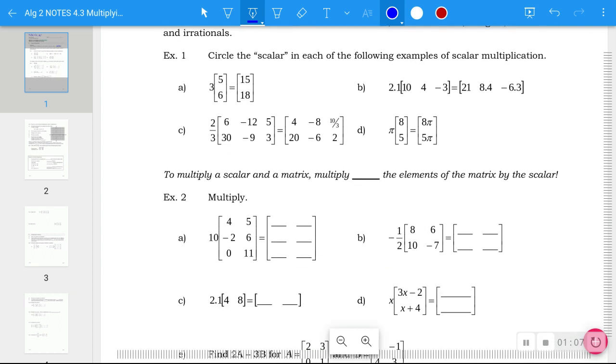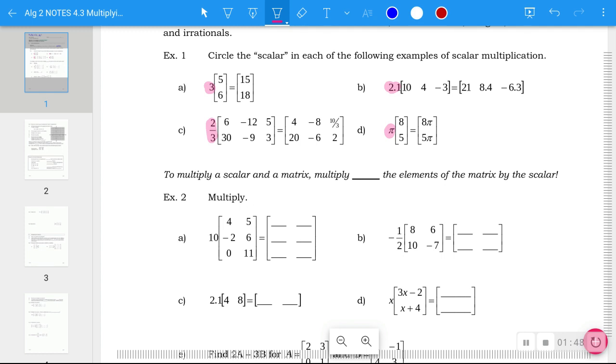So let me show you the scalars in these next four problems here. Example 1, A, B, C, and D. And I'm going to highlight them in pink so you can see them here. The scalar here is 3. We're multiplying 3, the scalar, times the matrix 5, 6. In the next problem, the scalar is 2.1, and we're multiplying it times the 1 by 3 matrix, 10, 4, negative 3. In example C, we have a fractional scalar. We're multiplying by 2/3. And finally, we're multiplying by an irrational number pi in the last example.